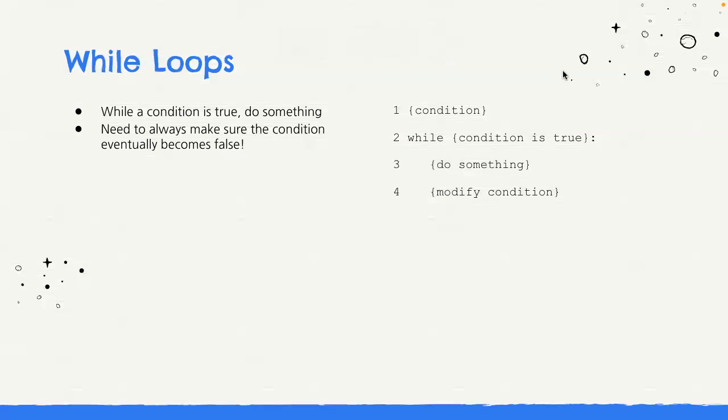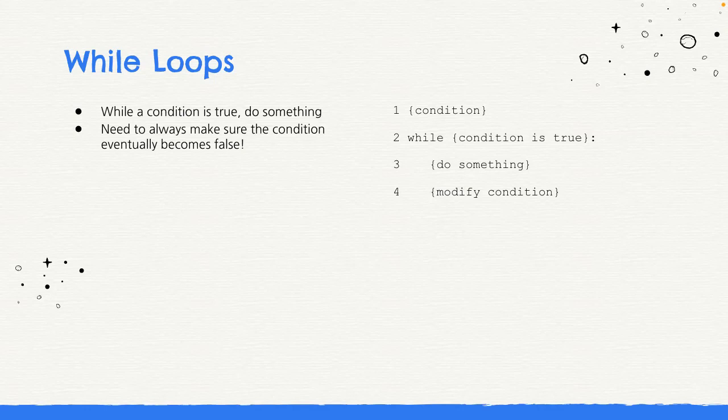Okay, so there are two types of loops. The first one is the while loop. So basically what you're doing in a while loop is while some condition is true, you want to do something. And you should always make sure that the condition you're checking ends up being false at some point. Otherwise, you'll run into what's called an infinite loop, meaning the loop doesn't terminate and nothing really happens.